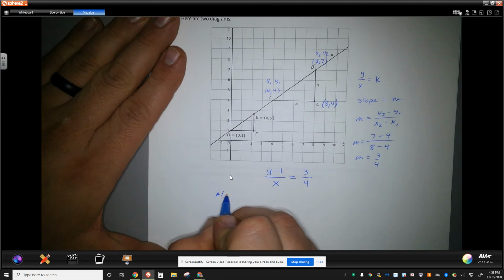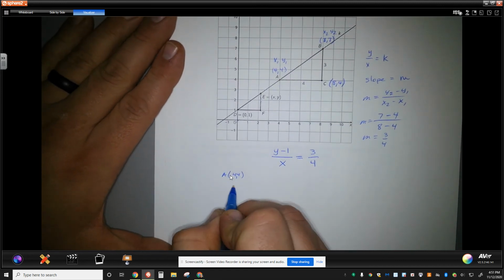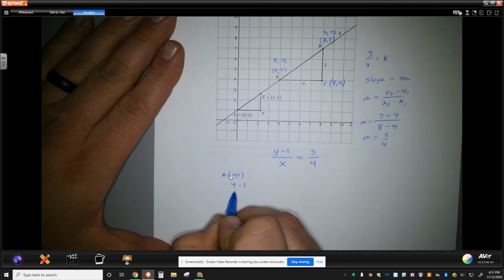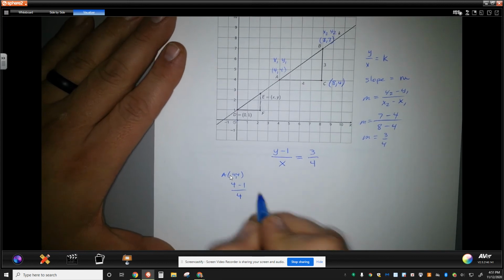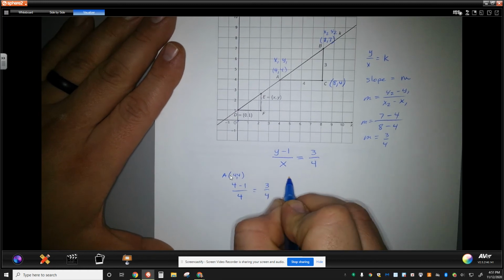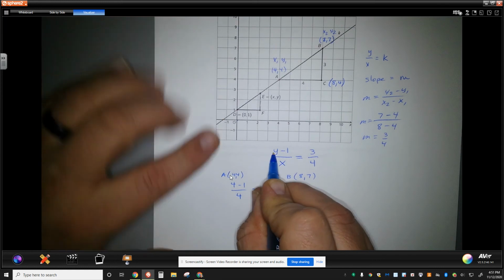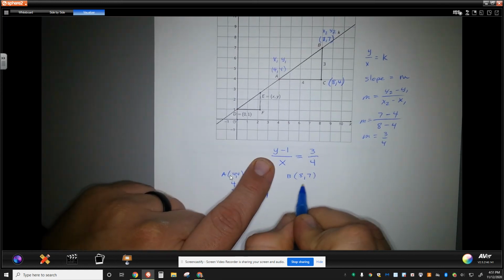So when we look at point A with 4, 4, we want to substitute those values in. The value of y is 4 minus 1 divided by 4 for x, which we see in fact is pretty easy, 3/4. When we look at B at 8 and 7, we want to substitute our value for y, which is 7.